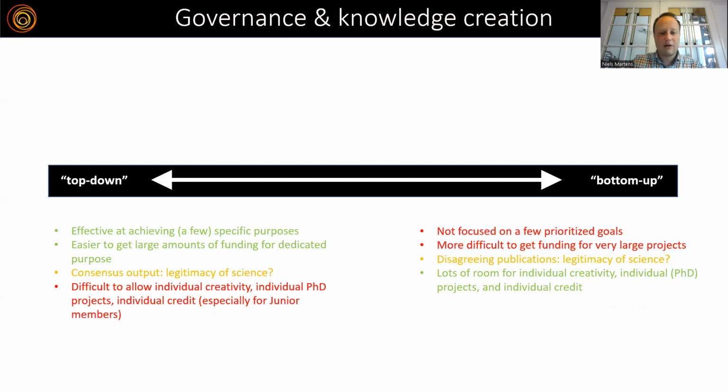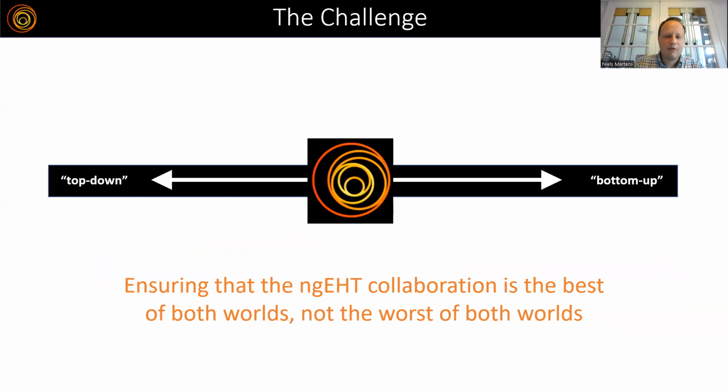So top-down approaches are very good if you really need a lot of people to work together towards one grand effort. On the other hand, as I said, for individuals, carving out an individual PhD project in an Atlas collaboration, where most papers are with 3,000 authors, can be quite a challenge. And then the bottom-up approach can be very difficult for achieving grand, big projects and results. But there's more room for individual freedom. So basically what we aim for with ngEHT is to be in the middle, but in such a way that we get the best of both worlds.